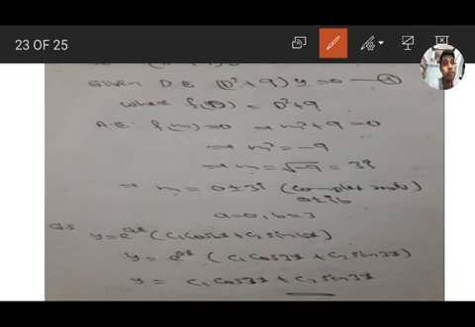Compare with a ± ib: a = 0, b = 3. So for complex roots, y = e^(ax)(c1 cos bx + c2 sin bx). Therefore the general solution is y = e^(0x)(c1 cos 3x + c2 sin 3x). So y = c1 cos 3x + c2 sin 3x, because the value of e^(0x) is 1. So here the complex roots solution is y = e^(ax)(c1 cos bx + c2 sin bx).